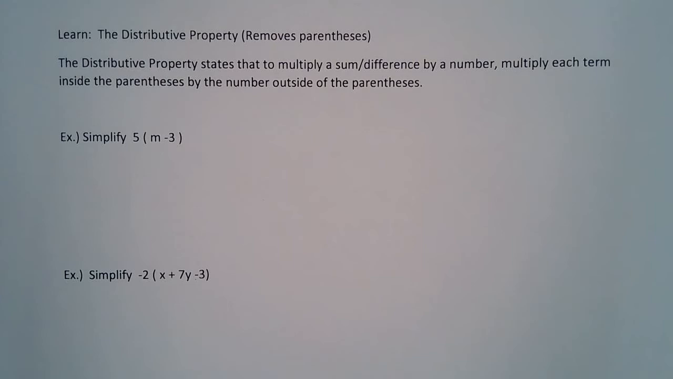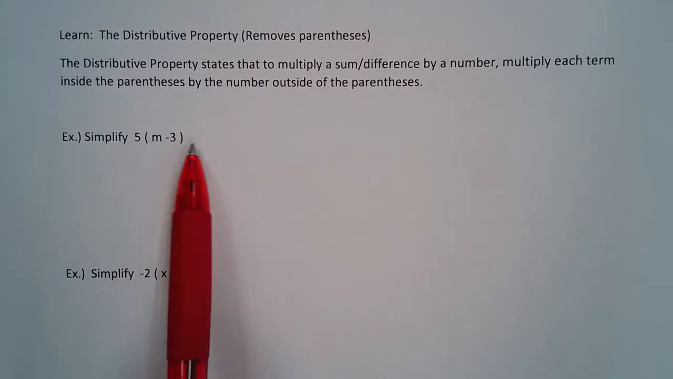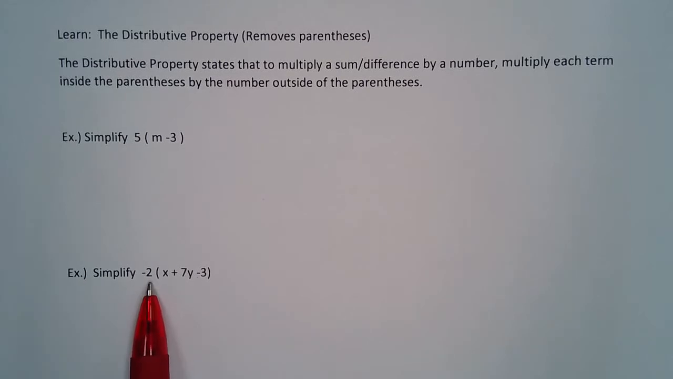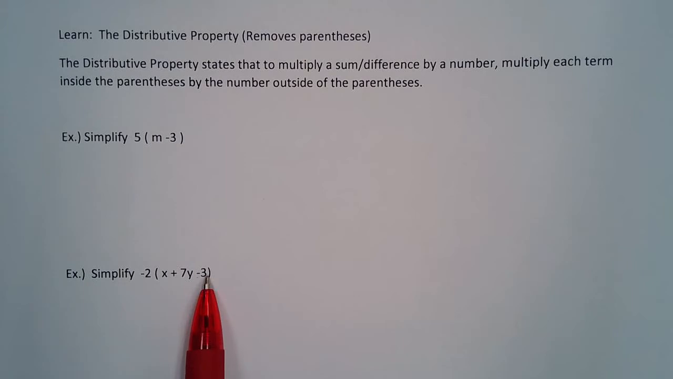So as a quick reminder, your distributive property basically removes your parentheses. The distributive property states that to multiply a sum or difference by a number, you're going to multiply each term inside the parentheses by the number on the outside of the parentheses. So basically your clue that you're using the distributive property is having a number on the outside of a set of parentheses. And the number can be in the front or it can be in the back.